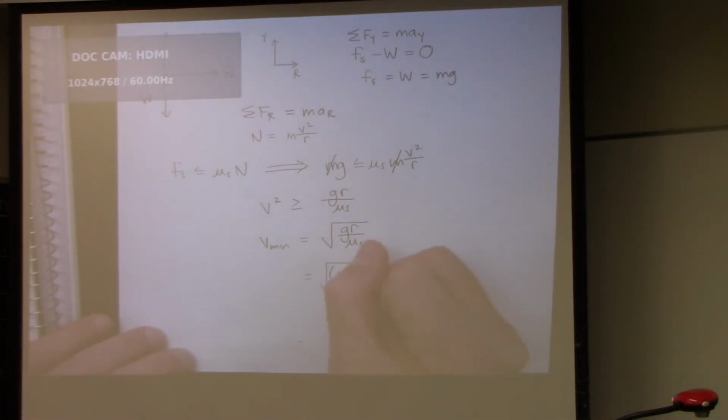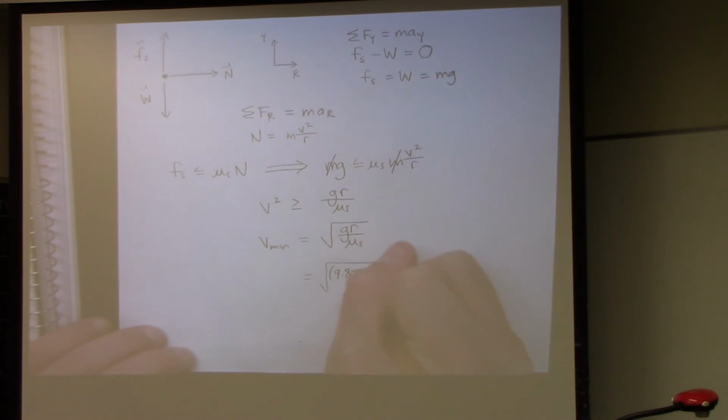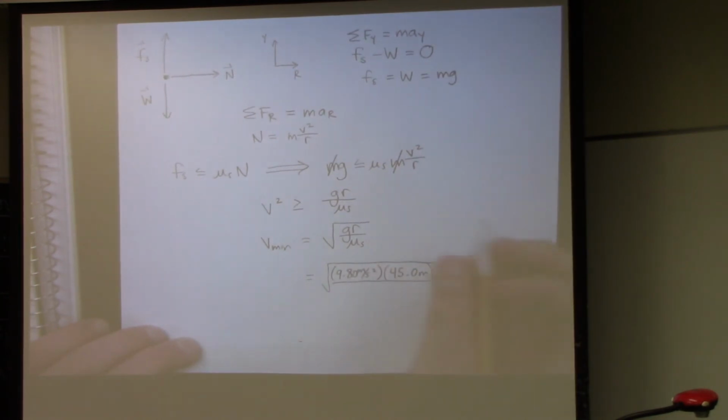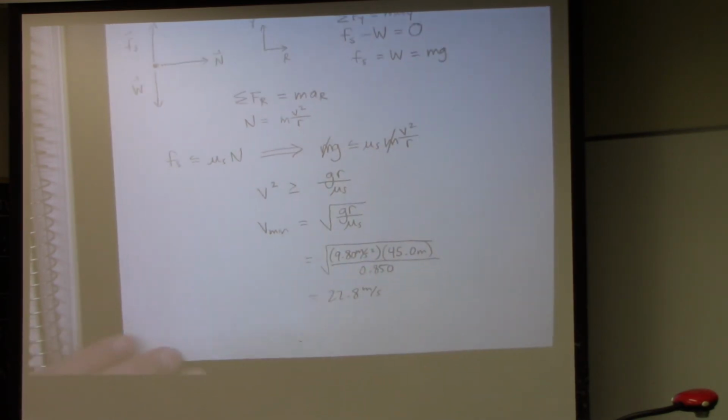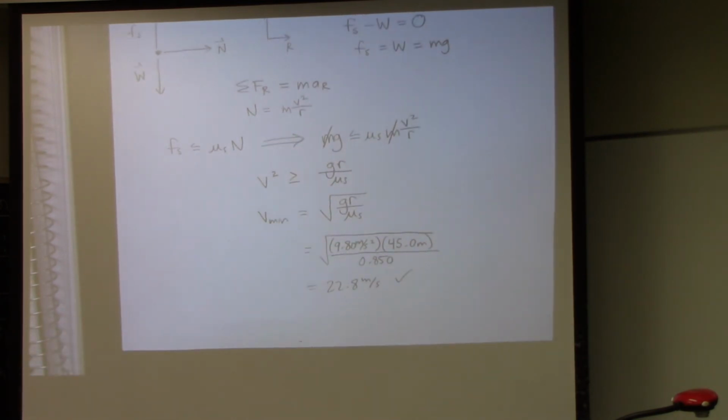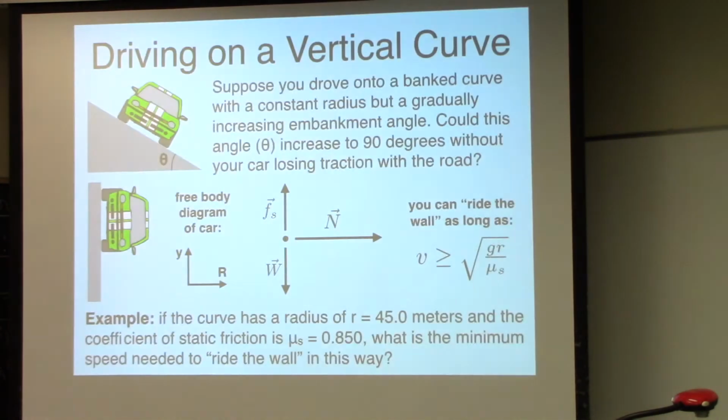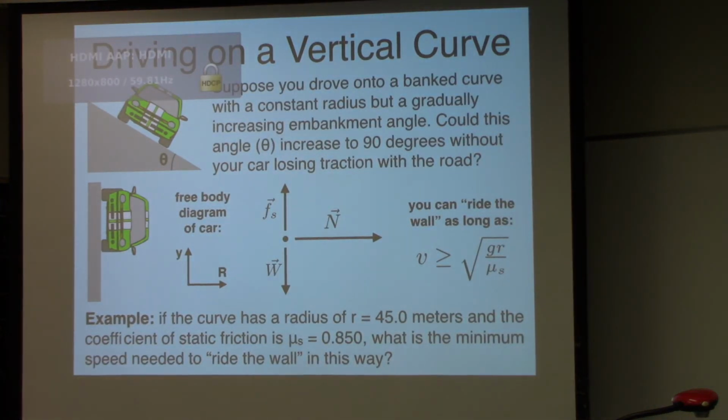We have g is equal to 9.8 meters per second squared. The radius is 45 meters. And mu s is equal to, what did we say, 0.85. So that gives you 22.8 meters per second. You have to be going at least that fast. Of course, you can go faster in order for this all to work out. Okay? So 22.8 would be the answer. Again, going back to the slides here, the answer to that example question is 22.8.